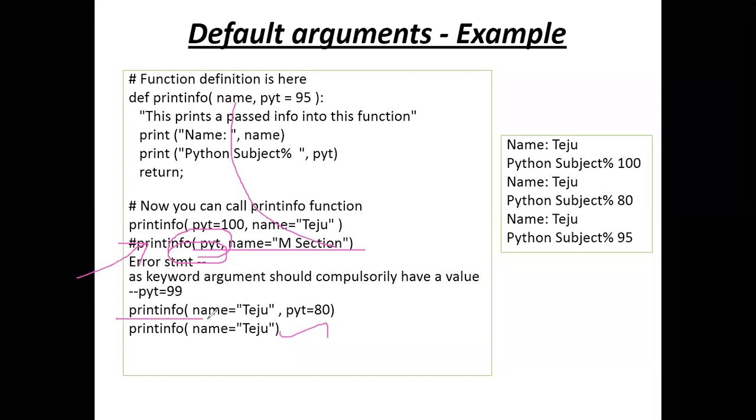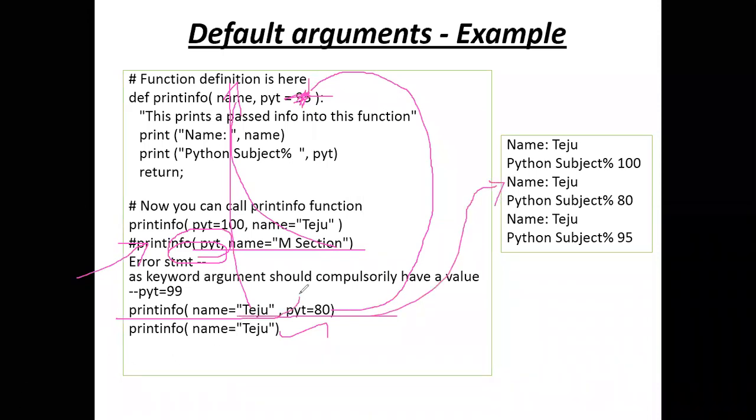So print info, here I'm giving name equal to Teju and pyt equal to 80. So here what will happen? It goes over here, and here you have given name equal to Teju. So this name will be passed to this one, and pyt equal to 80. If you have given a new value over here, then it overrides the default value, and this 80 will be taken and it gets printed. You just see here, name equal to Teju, so that Teju will be printed, and pyt equal to 80, so that 80 is being printed.